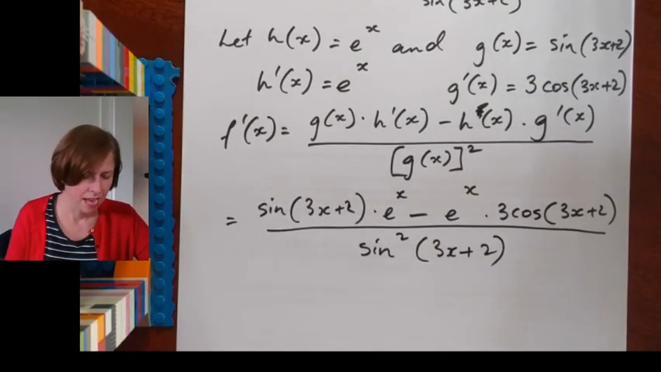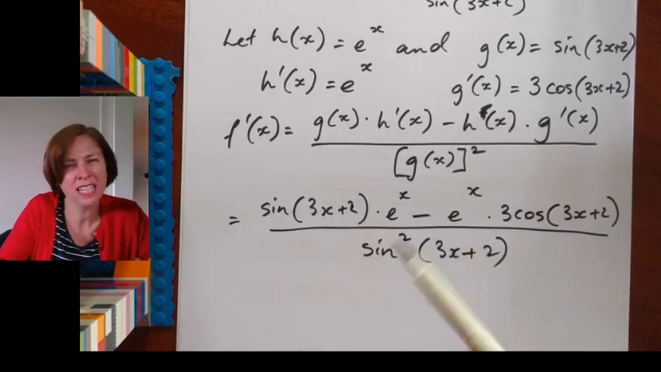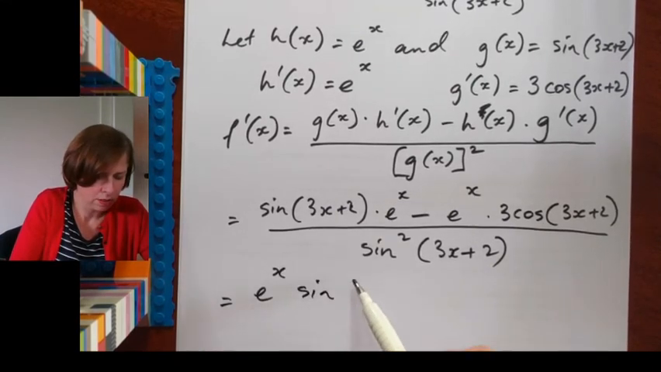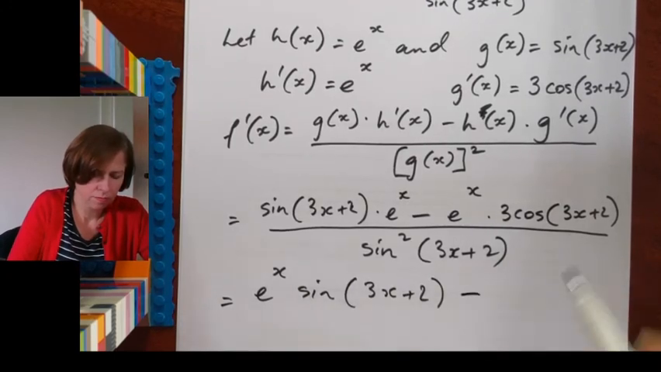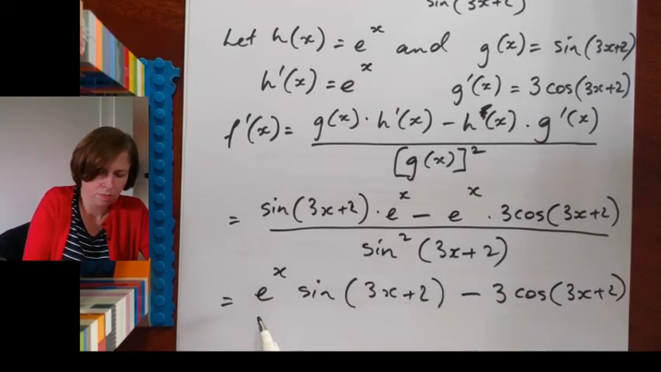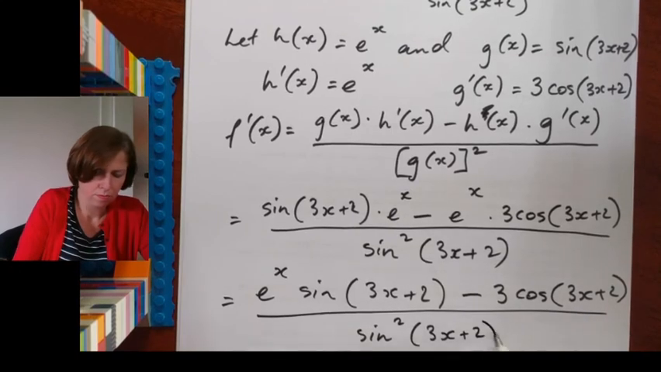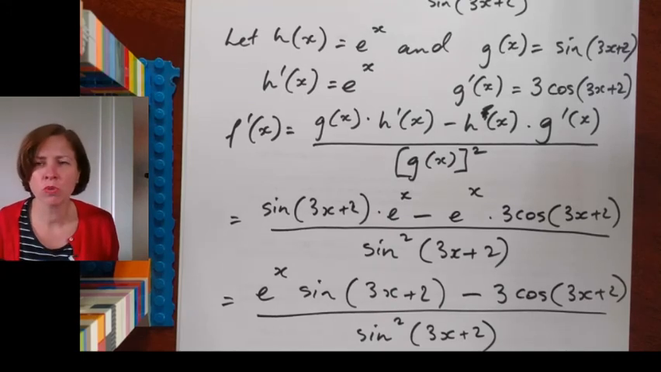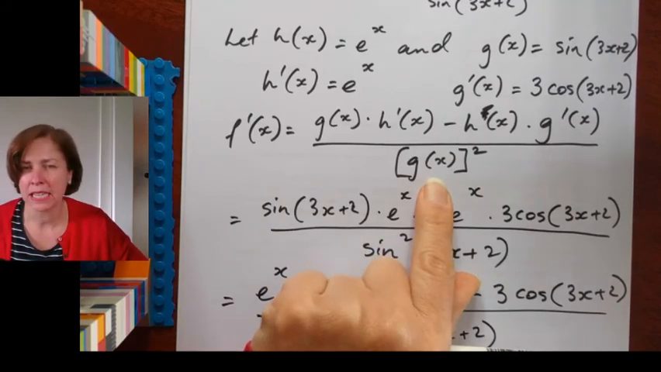I'm nearly done. There's not much I can do to simplify here. I do have a common factor of e to the power of x. I'm going to take it out just to neaten it up a little bit, but I don't really have to. And I'm finished.